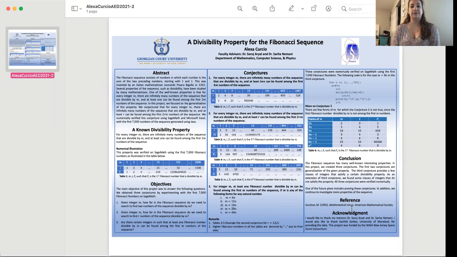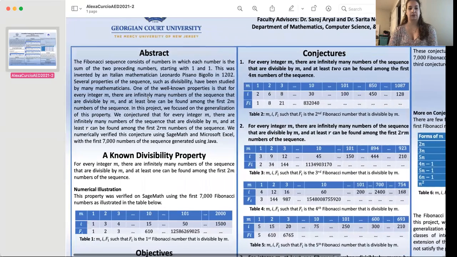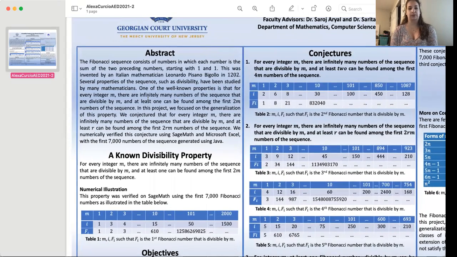Hello everyone, my research project was on a divisibility property for the Fibonacci sequence. So we're going to zoom into the first column here. The Fibonacci sequence consists of numbers, and each number is the sum of the two preceding numbers, starting with 1 and 1. So if you do 1 plus 1, it equals 2, 2 plus 1 equals 3, 3 plus 2 equals 5, and then the sequence keeps going on from there.